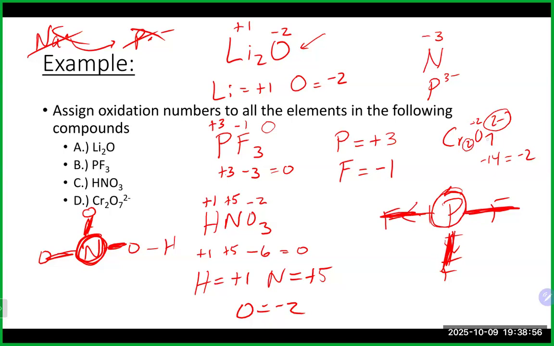That means in this case, each individual chromium would have to have a +6 charge, because +6 times 2 gives us +12, and +12 and -14 leaves us with -2. So in this case, the chromium is +6 oxidation state, the oxygen is -2. Any questions on how to assign those?